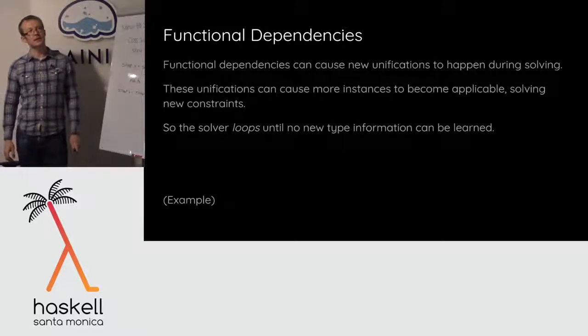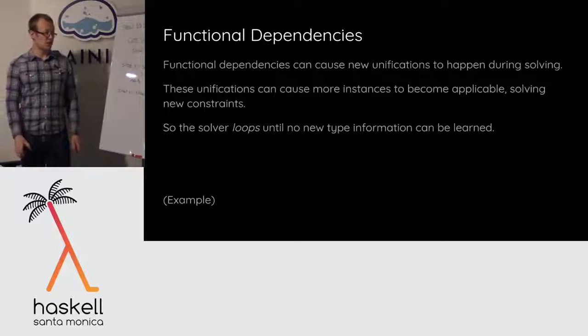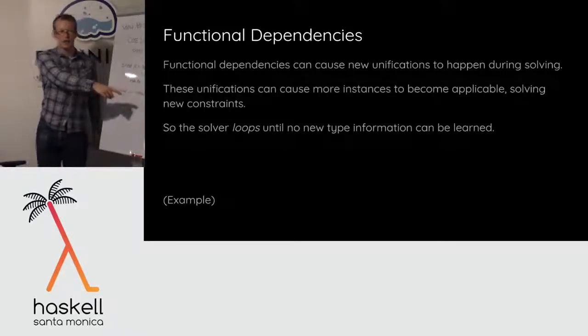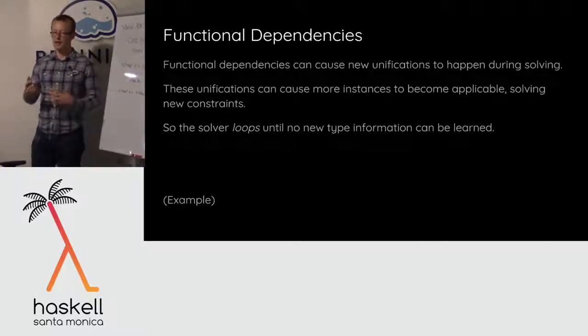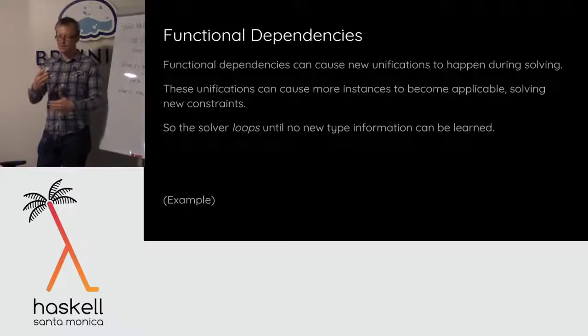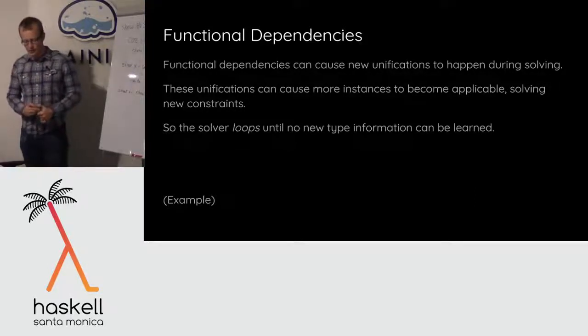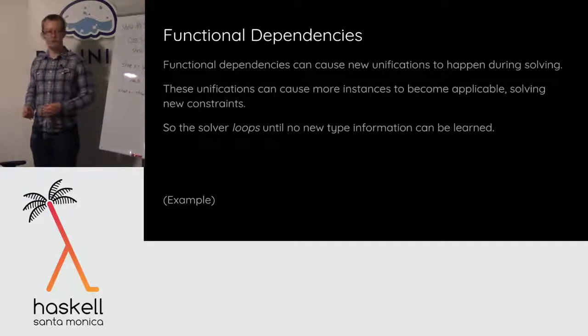Functional dependencies implementation is basically just a slight modification to the instance solver that replaces these dictionaries. Okay, so I said that functional dependencies imply the solver loops until there's no more constraints to be solved, right? On each stage, we solve at least one constraint, and new type information becomes available, right?